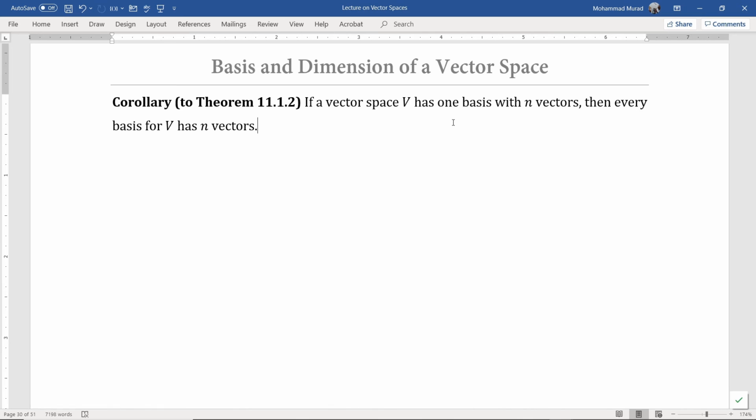Corollary: if a vector space V has one basis with n vectors, then every basis for V has n vectors. In other words, if a basis for a vector space V has n vectors, then every other basis must have the same number of vectors, but not necessarily the same vectors. Let's see the proof.